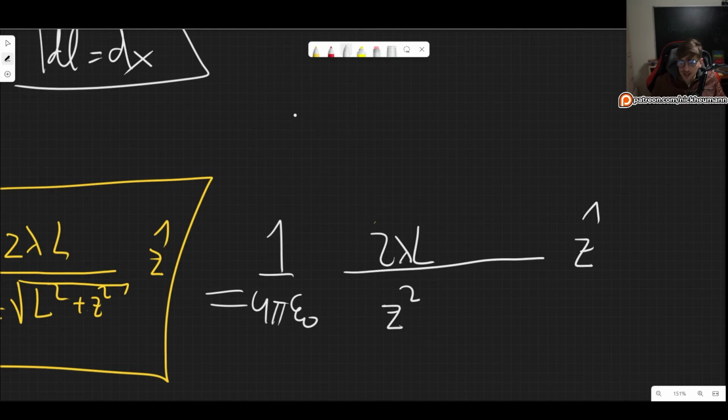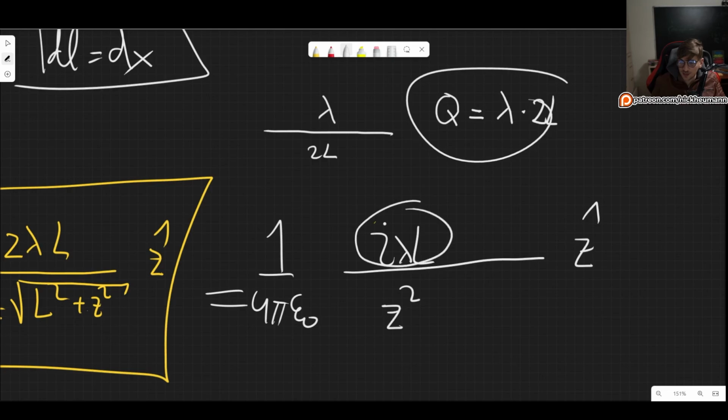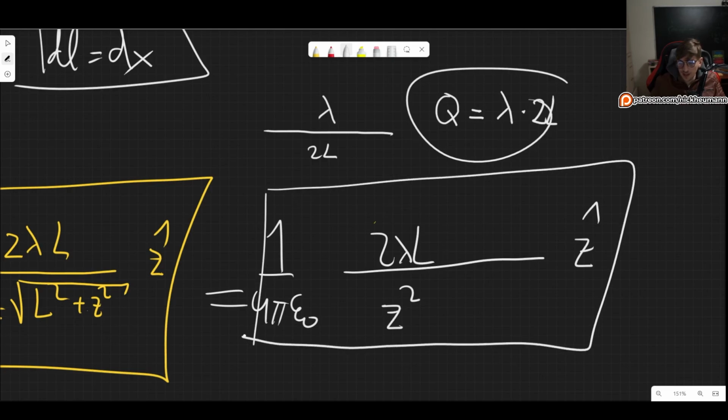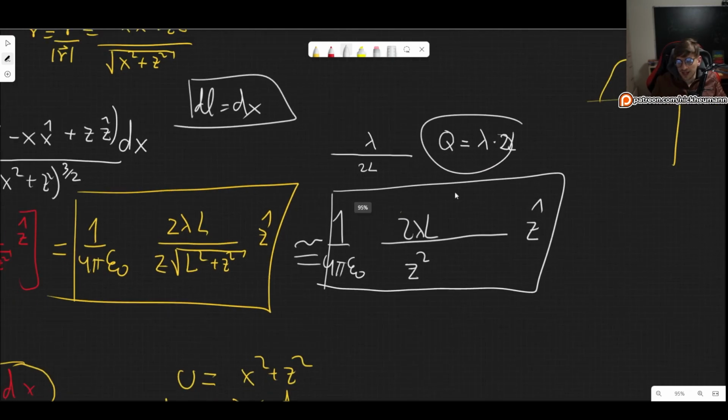But think of it. We have a line of charge, and lambda is the density that it has, right? It's the density of charge, and it has a length of 2L. So from the definition, what is the charge inside of this? Well, it's going to be the charge density times the length. And that is precisely what we have here. So this is indeed the electric field. This is an approximation, by the way, in the case where we are moving very far away.